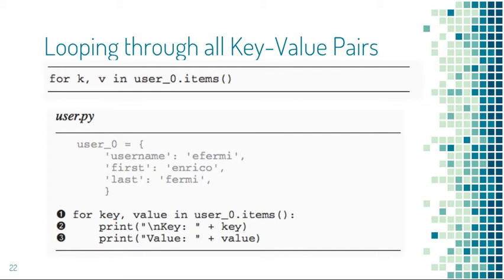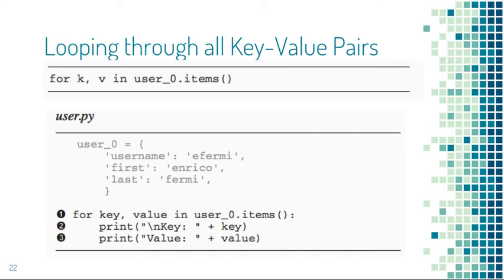As shown at 1, for key, value in user0.items(). To write a for loop for a dictionary, you create names for the two variables that will hold the key and value in each key-value pair. You can choose any names you want for these two variables.